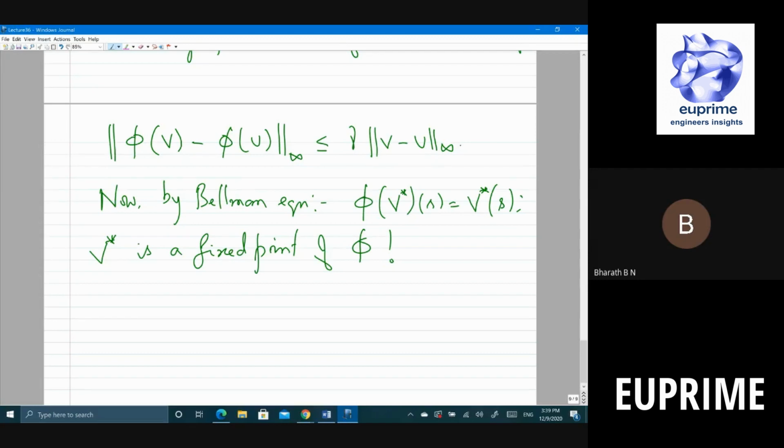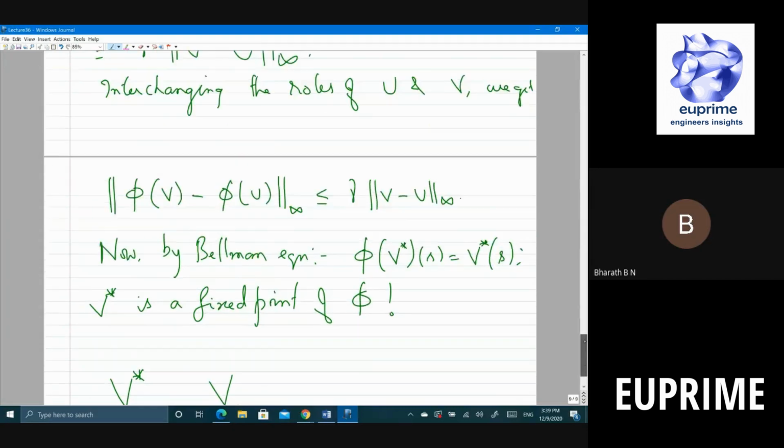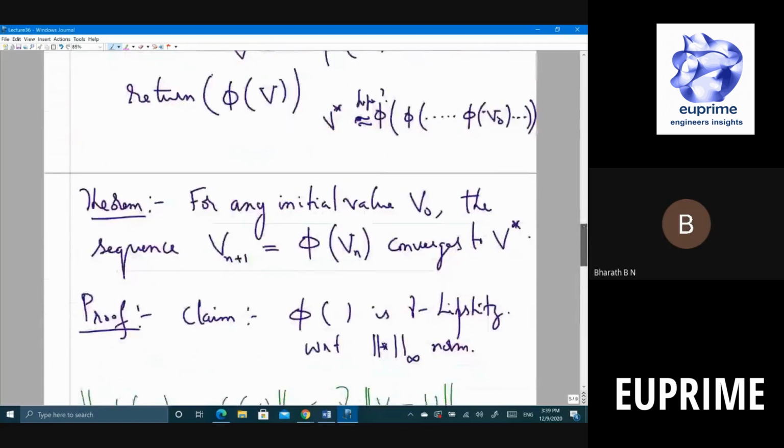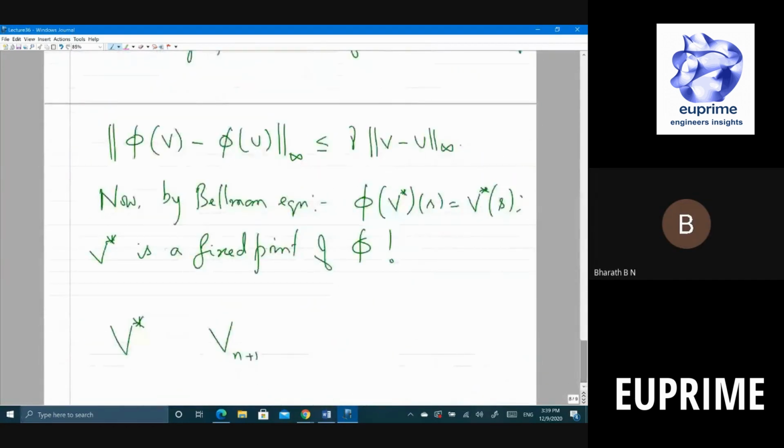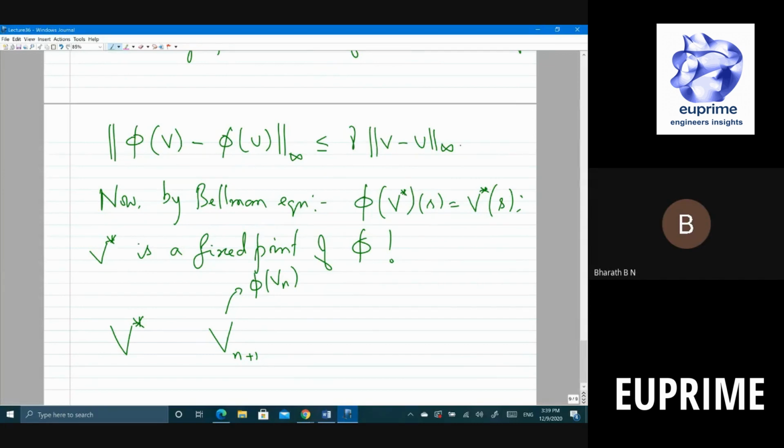All that I have to prove is this iteration will lead to v star. That means if you look at v star and you look at, let's say, vn plus 1. Do you know what vn plus 1 is in the algorithm? Phi of vn, right? So let me write this. This is phi of vn is vn plus 1, right? So now you look at the difference of this. So v star minus vn plus 1, let's look at infinity norm now.